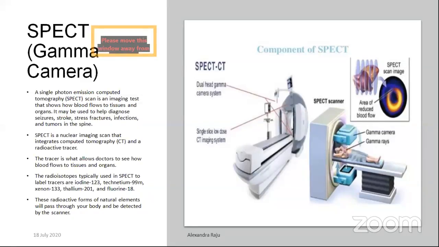Radioisotopes are inserted. The radioisotopes mainly include iodine-123, xenon, and fluorine-18, which are mentioned here. It uses a gamma camera system, which helps to detect the radioisotopes.